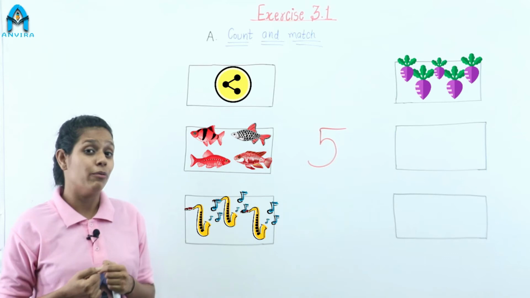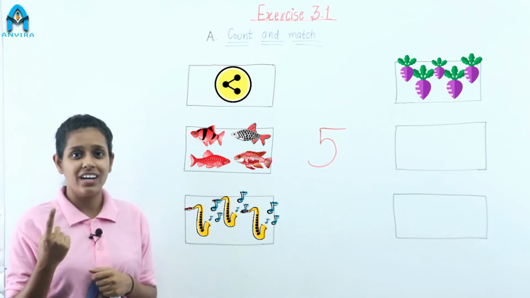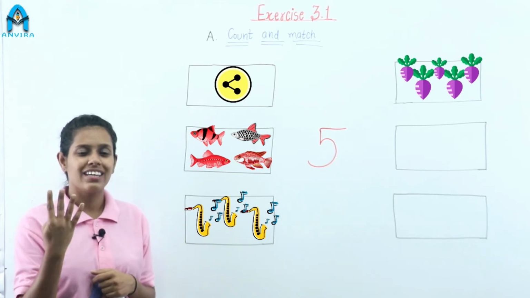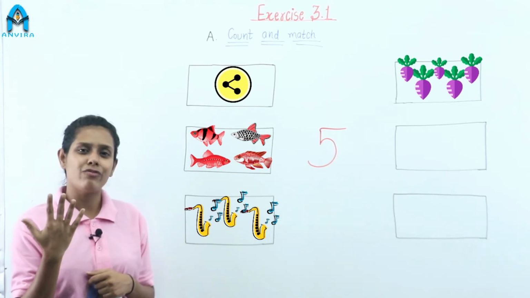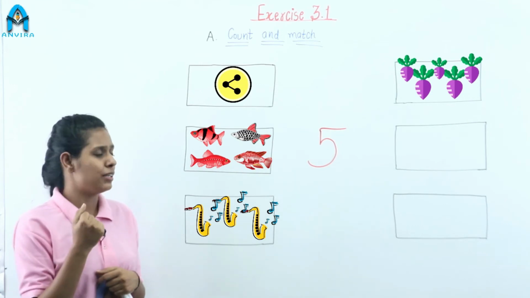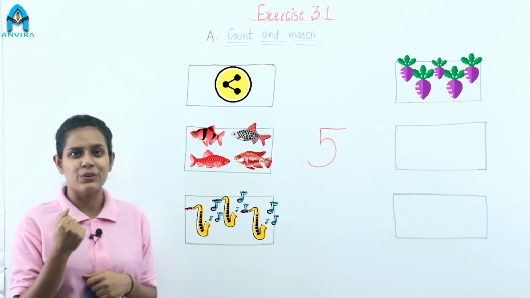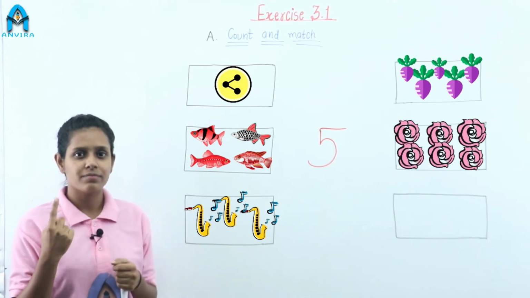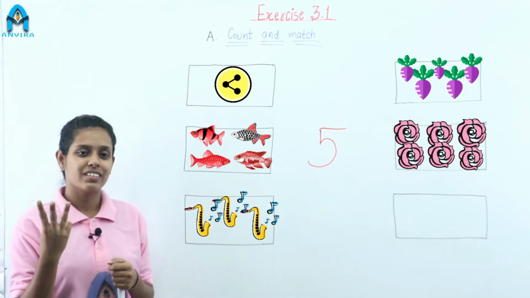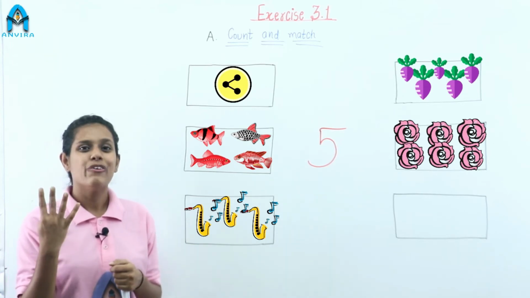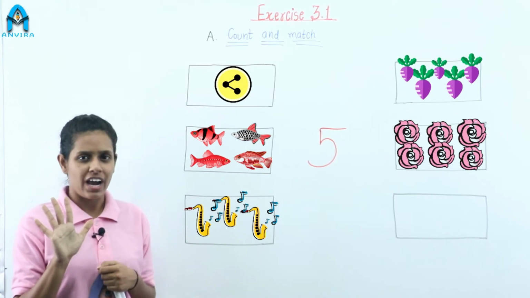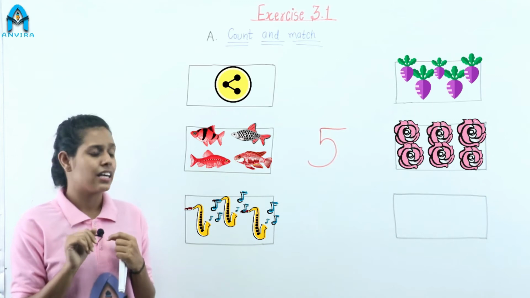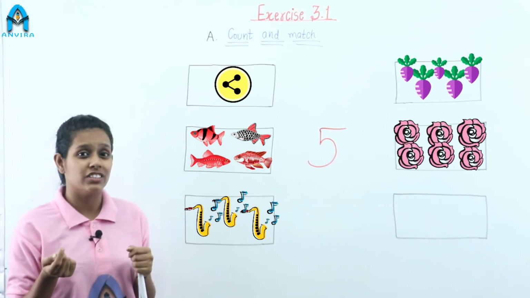Turnips. How many turnips? 1, 2, 3, 4 and 5. 5 turnips. Next, rose. How many roses? Let's count. 1, 2, 3, 4, 5 and 6. 6 roses. Now, look at the next picture.